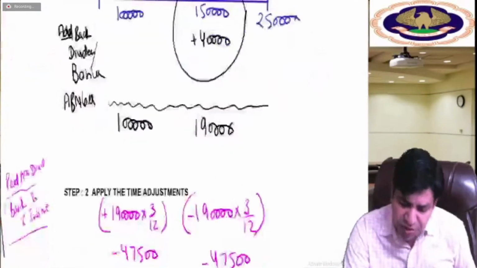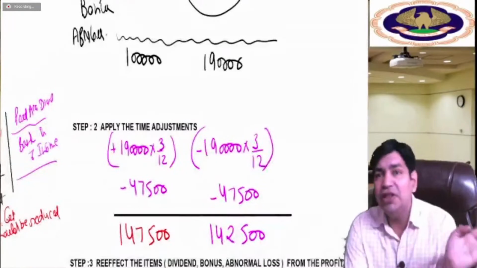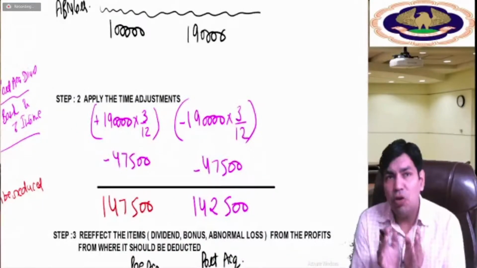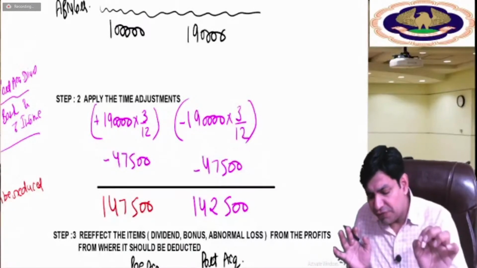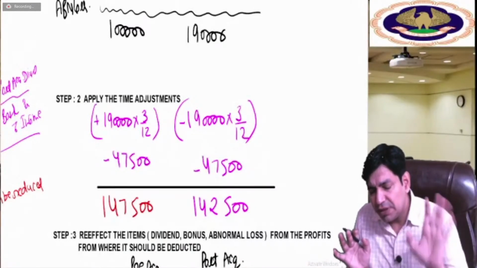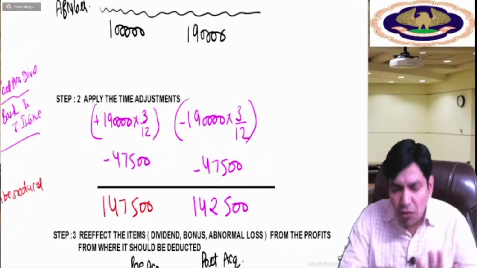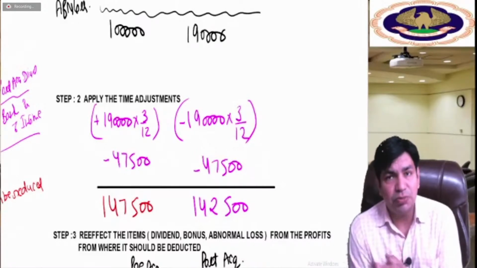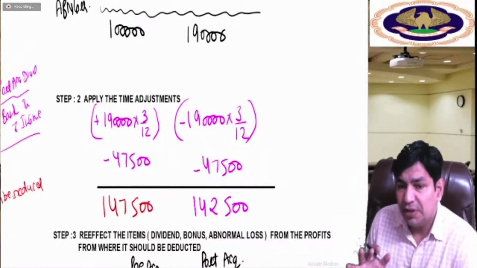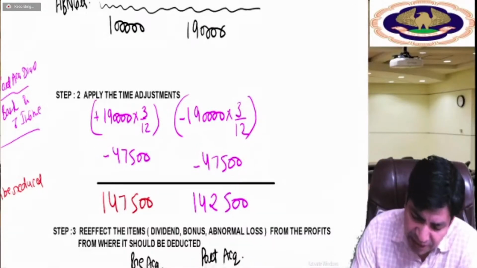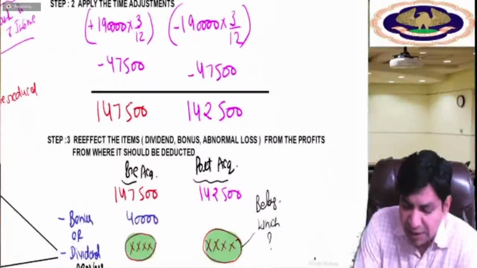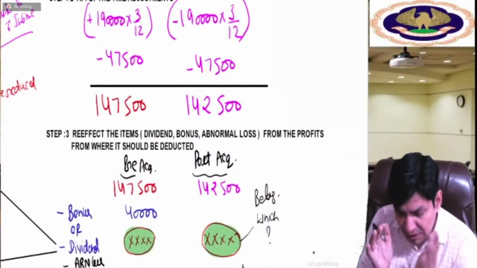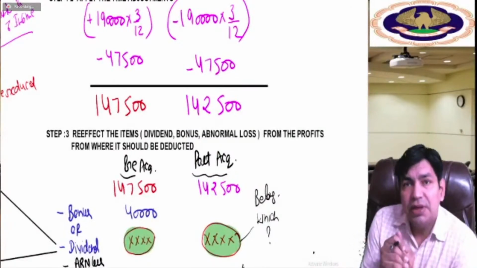Step number two. After removing the effect, now the holding company is able to find out the profit or loss of the subsidiary company before such adjustment effect. Now that profit will be divided into two parts: capital profit and revenue profit, that is, pre-acquisition profit and post-acquisition profit.